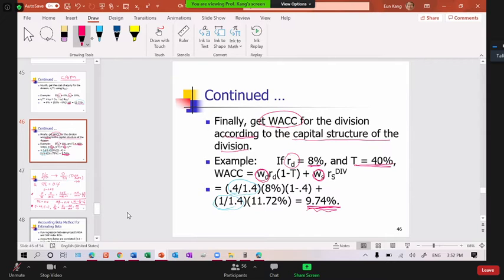Professor, for the 1 over 1.4, are you trying to calculate WD? Is it the cost of debt, or is it the debt ratio? This is that ratio. And for slide 47, you calculate WE, like the equity ratio? Yeah, good point. This is that ratio. I can call it the equity ratio.